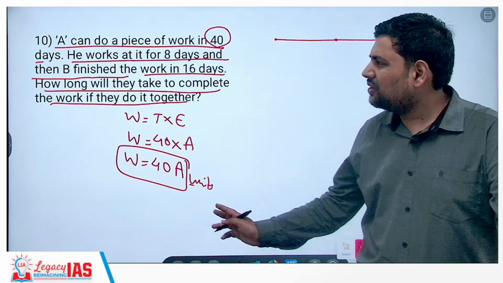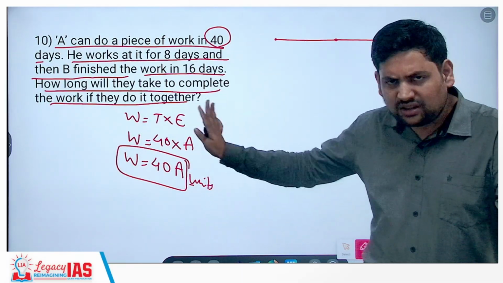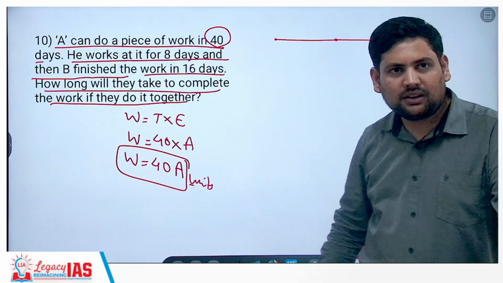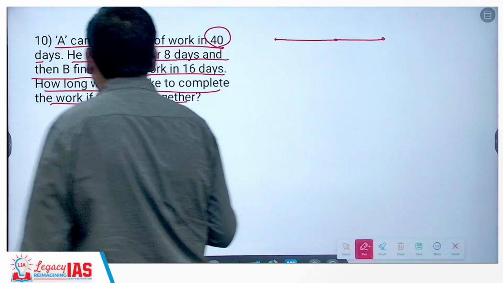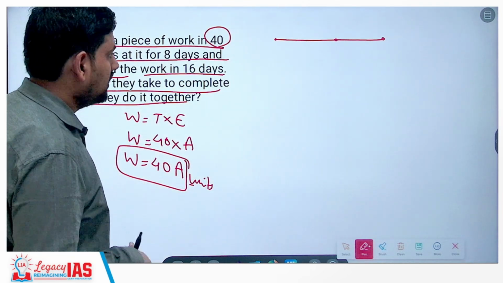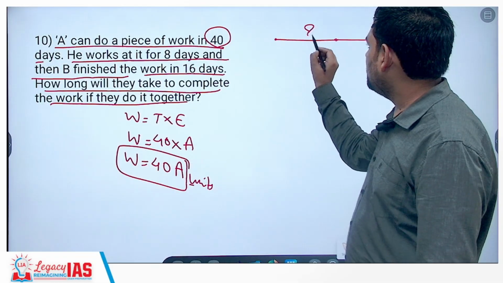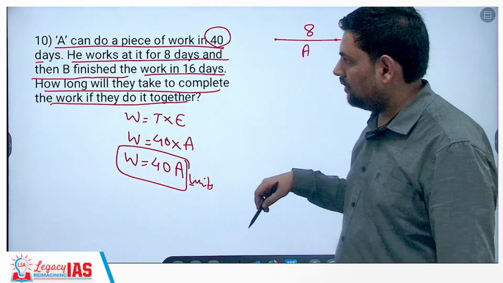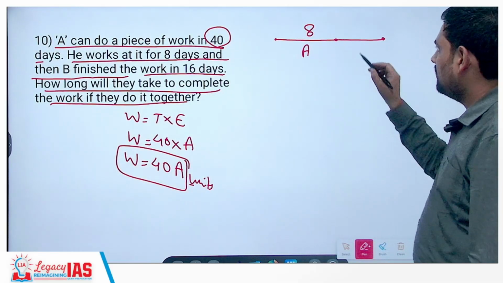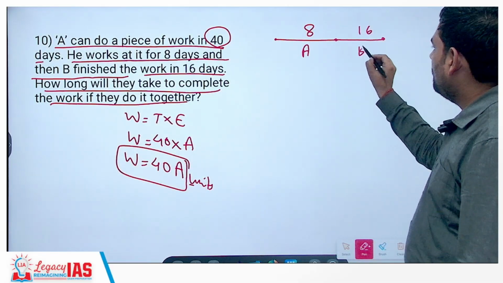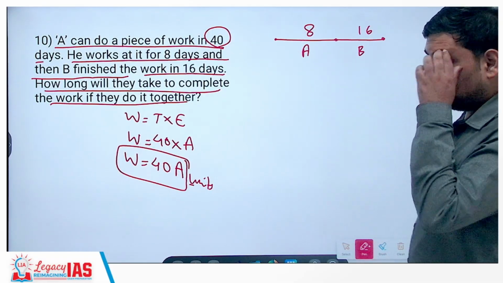Understood? You can also do it by making the efficiency of A equal to 1, but all that is not needed. This is much more logical. So 40A becomes the total work. Now, let's see it further. A can do a piece of work in 40 days. Then he works at it for 8 days. So for 8 days, who is working? A. Then B finishes the work in the next 16 days. Correct?